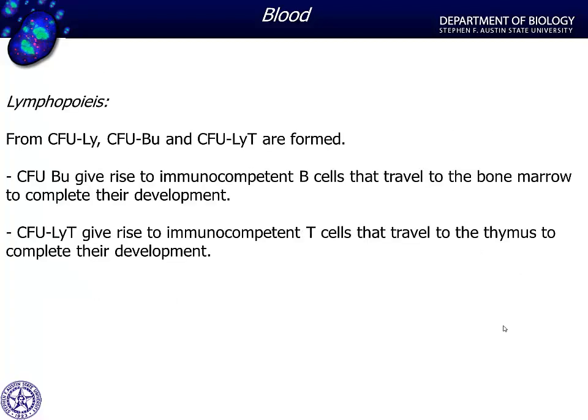Lastly, lymphopoiesis. The colony-forming unit Li is going to give rise to our progenitors, CFU-B and CFU-Li-T. The CFU-B is going to give rise to our B cells, and the CFU-Li-T is going to give rise to our immunocompetent T cells. These are going to travel to the thymus where they complete their development. They're screened to see if any of these cells recognize self-markers, in which case they're destined for apoptosis and destruction and never leave the thymus. Remember, only about 20% of the T cells that enter the thymus ever leave and function in the peripheral body.